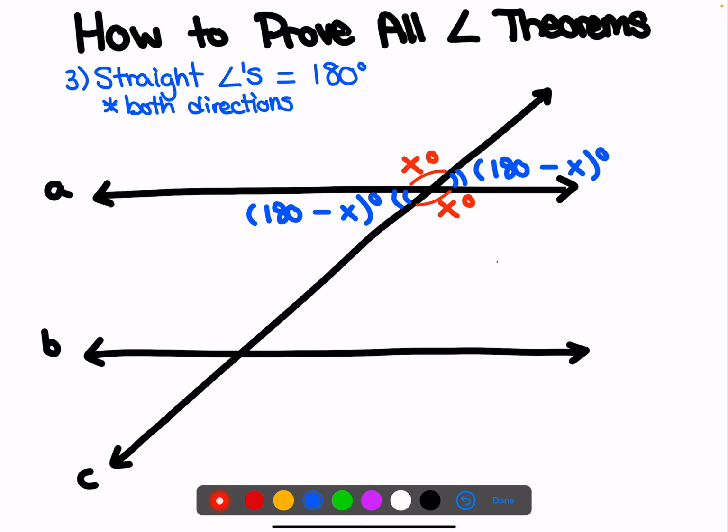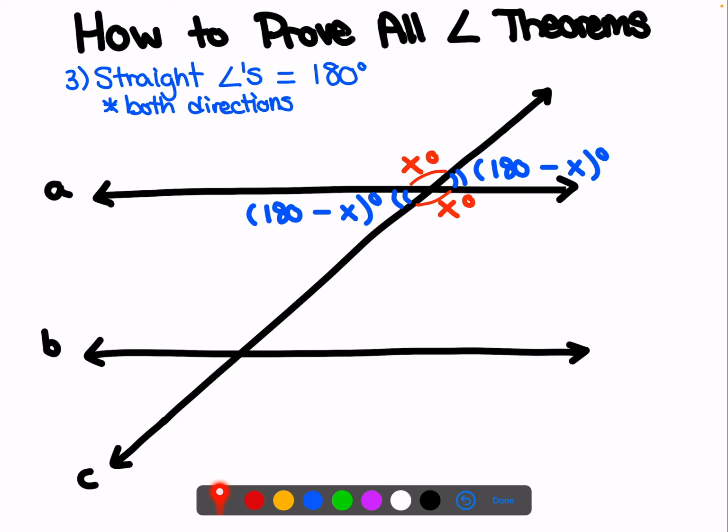The reason for that is because x plus 180 minus x, these should be supplementary, meaning they add to be 180. Well, the x and the negative x cancel, and we get 180 equals 180. So this is a true statement, which means that 180 minus x is indeed our supplement. So therefore, I can draw 180 minus x as the supplement for both linear pairs. Again, this is a linear pair, this is a linear pair. So you can draw those because straight angles equal 180 degrees.